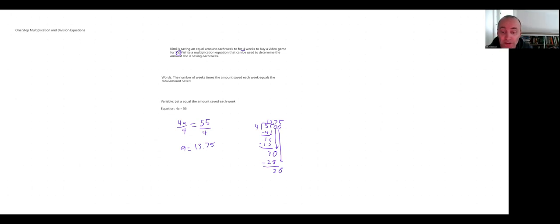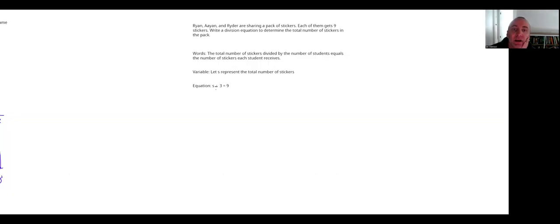Okay, let's do another one. I'm going to show you a division problem. They work basically the exact same way. All right, let's look at this one. It says Ryan, Ian, and Ryder are sharing a pack of stickers. Each of them gets 9 stickers. Write a division equation to determine the total number of stickers in each pack.